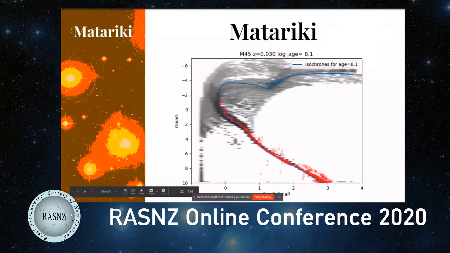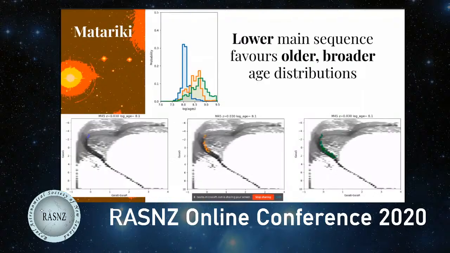So there can't be too many caveats. And Matariki was a caveat. So that's where we encountered not problems, but something that we should have expected, and that kind of caught us by surprise. It was the effect of the lower main sequence.